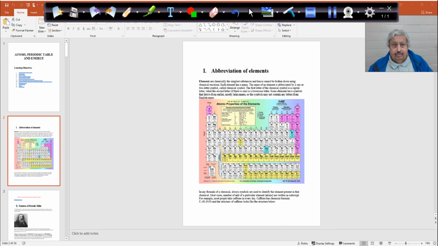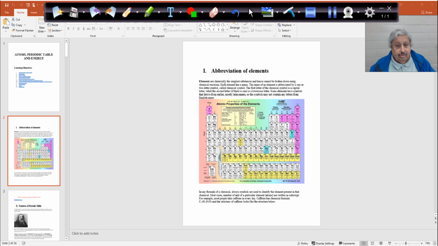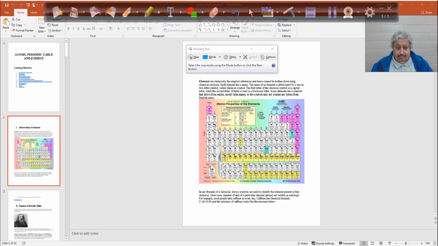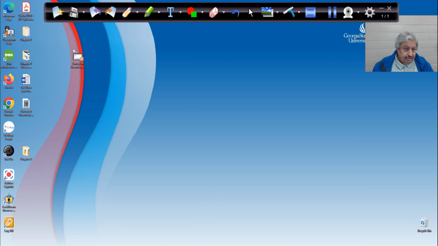Chapter 2. This chapter is mostly about the periodic table. And here is the picture of a periodic table. I think I do have a picture of a periodic table already downloaded for you here, if you look.